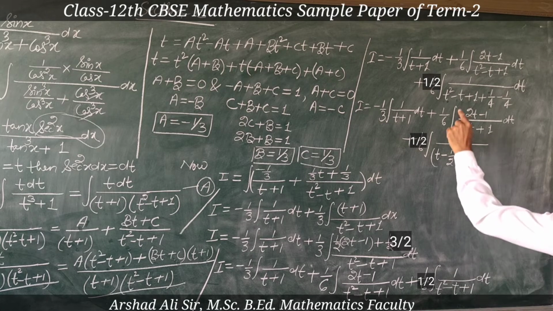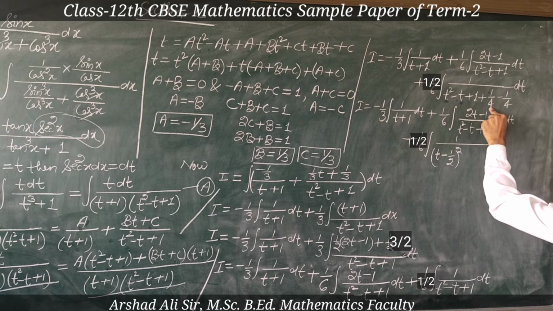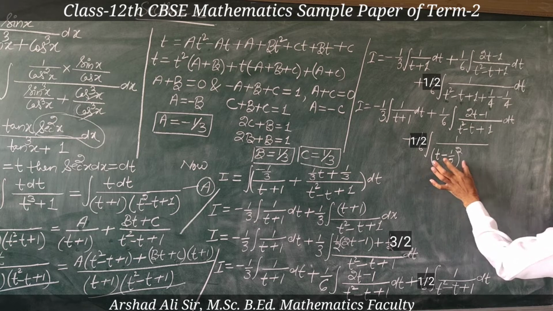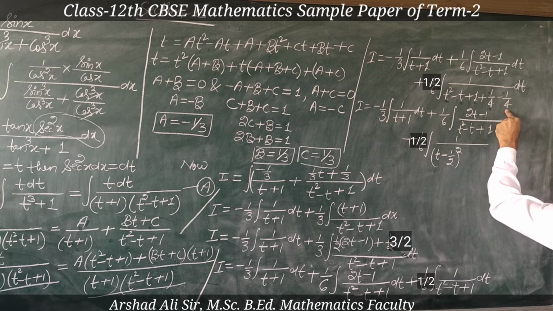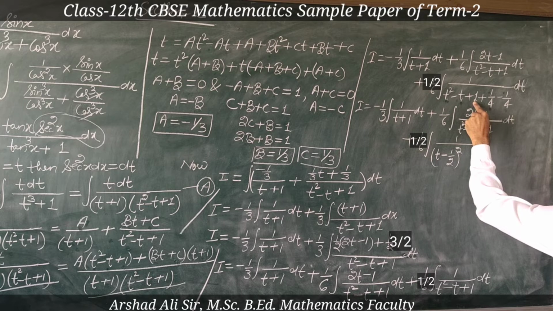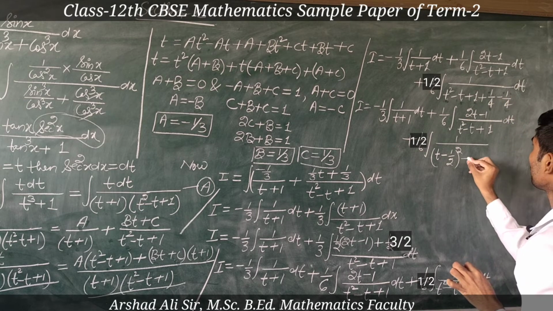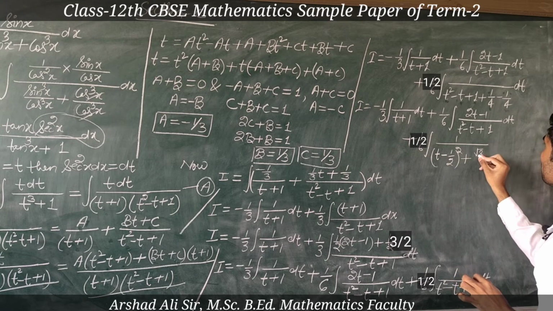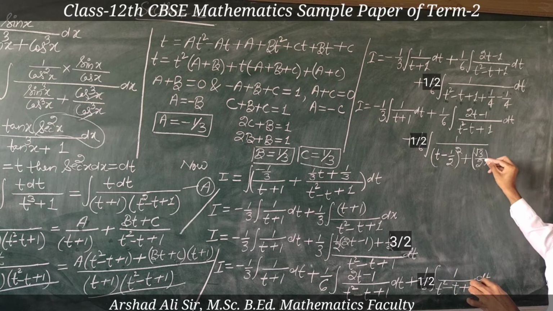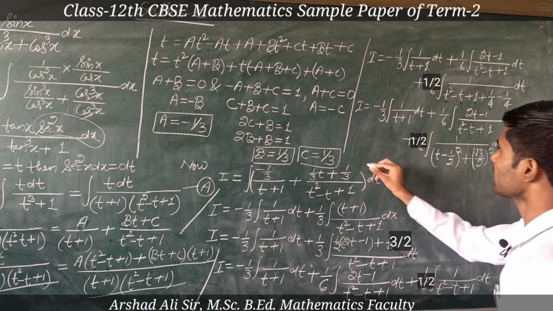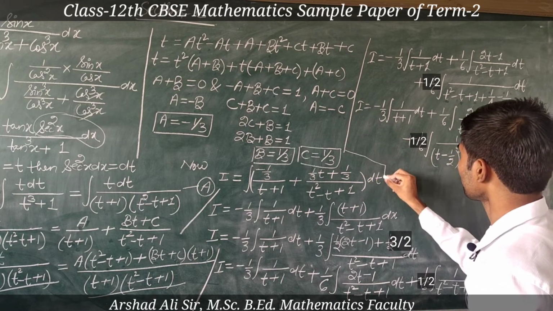Okay, we are using first, second and fourth term. We will write (t minus 1 upon 2) whole square. And what about 1 minus 1 upon 4? It will be 4 minus 1, 3 upon 4. So 3 upon 4, can we write (root 3 upon 2) whole square? Okay. Now it is the perfect form. Now we can write the formula.